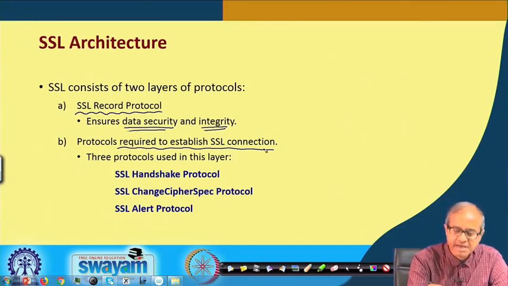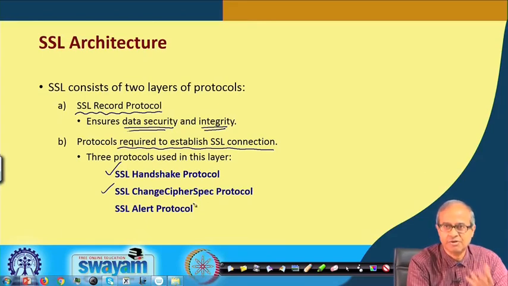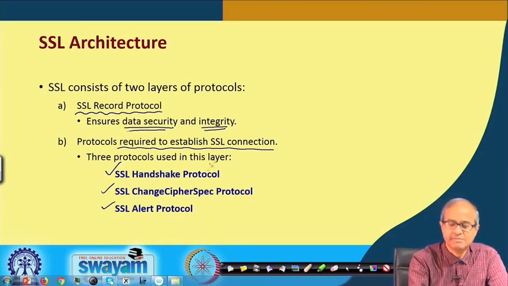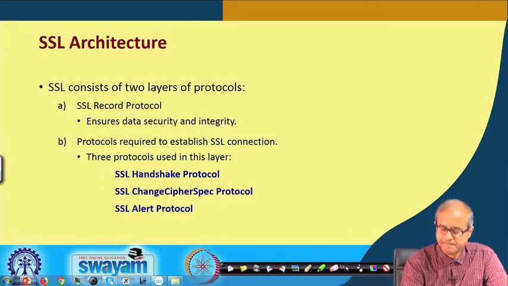So, there are actually three protocols under this: the SSL handshake protocol; SSL change cipher spec, where, as the name implies, you can change the ciphers or the algorithms for encryption and specify which method to use; and SSL alert, in case of some problems. These are the three different kinds of messages that can be exchanged in this second part. Okay.